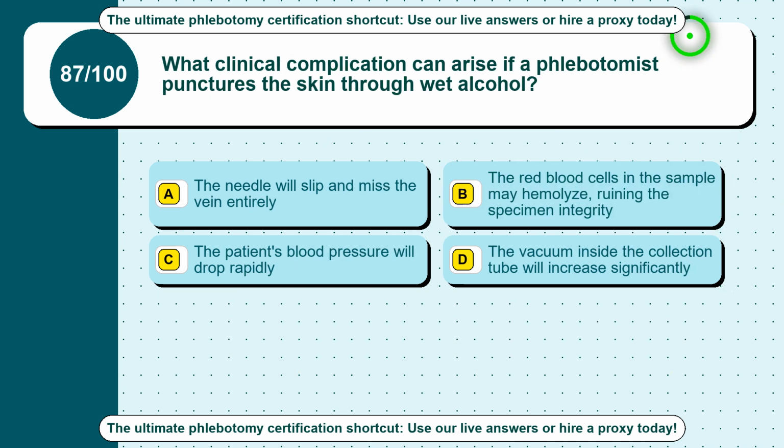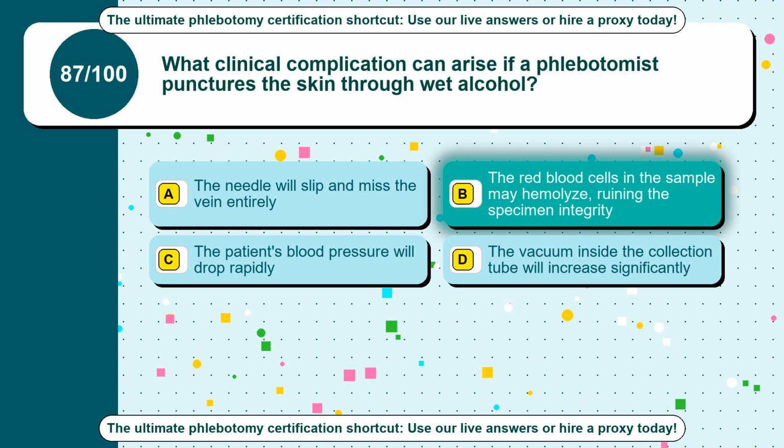Question 87. What clinical complication can arise if a phlebotomist punctures the skin through wet alcohol? Option A. The needle will slip and miss the vein entirely. Option B. The red blood cells in the sample may hemolyze, ruining the specimen integrity. Option C. The patient's blood pressure will drop rapidly. Option D. The vacuum inside the collection tube will increase significantly.